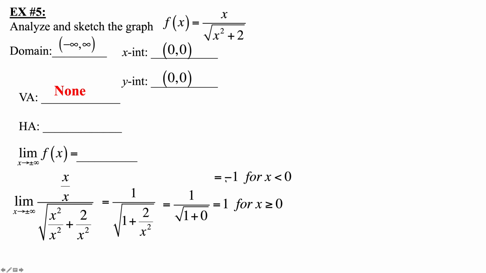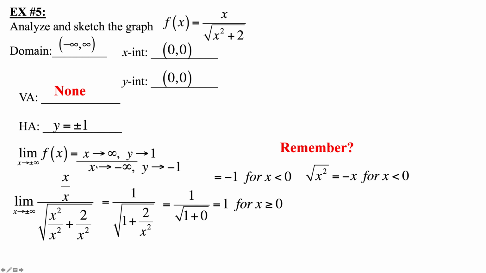And it's going to be approaching -1 for every x less than or equal to 0, because now when I go to negative x, this is going to be a negative over here that I divided by. Okay, so remember that square root of x squared? That's that piecewise function we talked about. So horizontal asymptotes at plus and minus 1, and those are your limits. As x approaches infinity, y goes to 1. As x goes to negative infinity, y goes to negative 1.